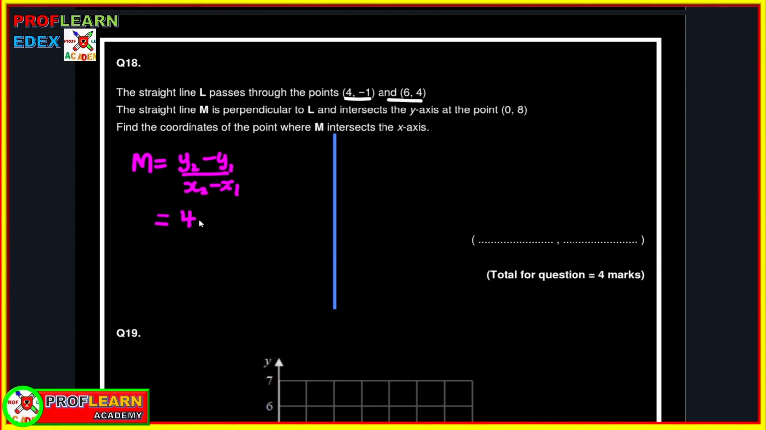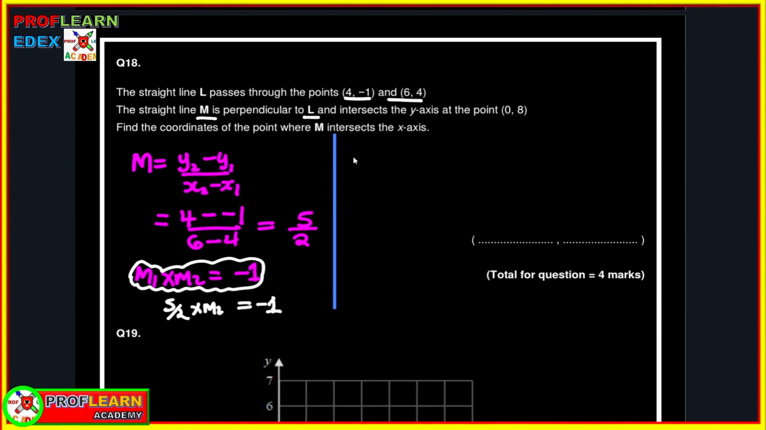The formula for the gradient of a straight line is y2 minus y1 over x2 minus x1. So this is 4 minus -1. Be careful with negatives, because they can send you in the wrong direction. If you do not remember that it is 4 minus -1, you are going to get the equation wrong. If we simplify it, we get 5/2 as our gradient, but m1 times m2 is -1. So 5/2 times m2 equals -1, and our answer is -2/5. This is the gradient of L.